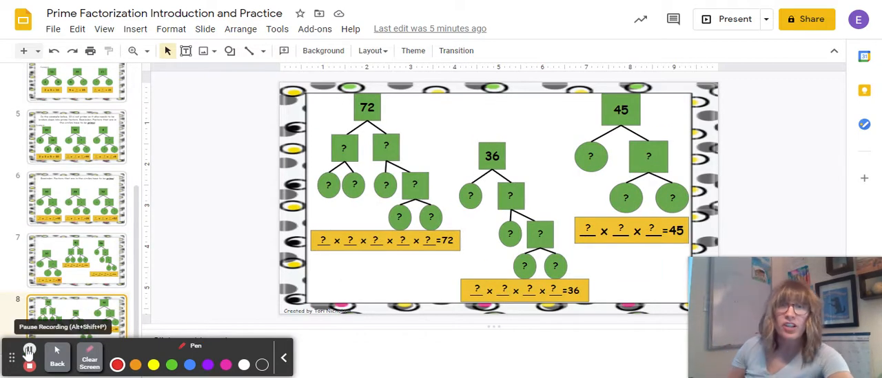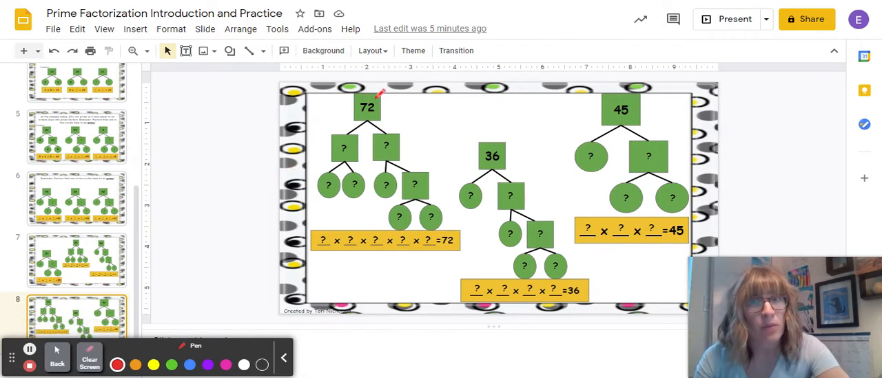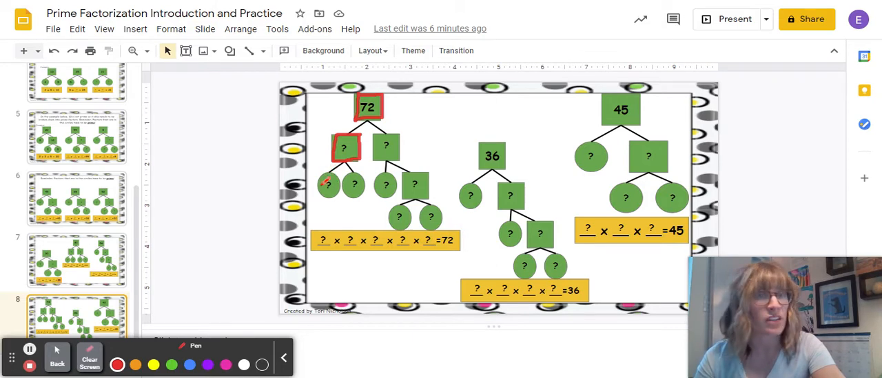So if we come over here to a little bit longer one, a bigger number, let's say we pick 72. Well, in a box like this, in a rectangle, you're going to put non-prime numbers. So you'll put composite numbers. You'll see 72 itself is in a box because we know it's composite. Only prime numbers can go inside of these circles.